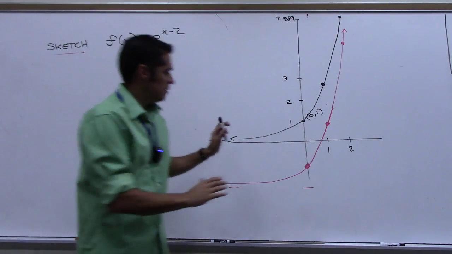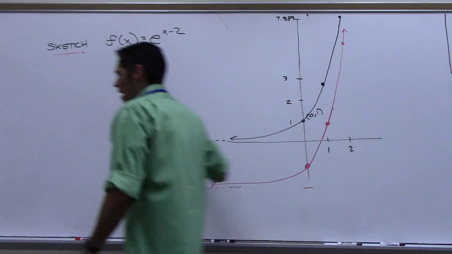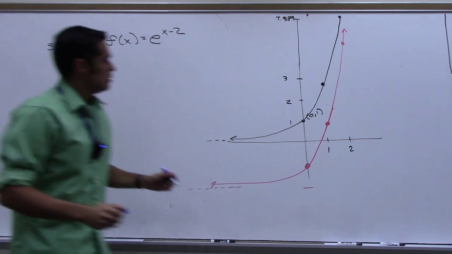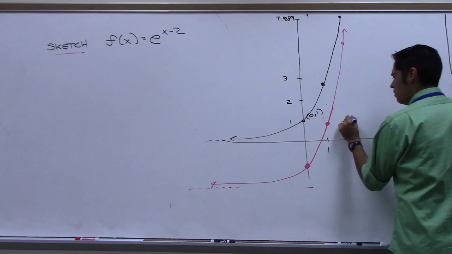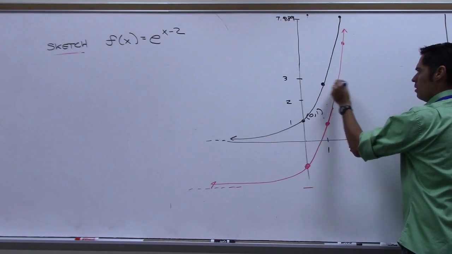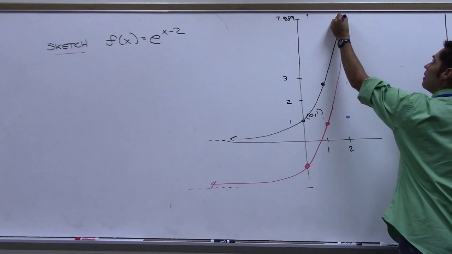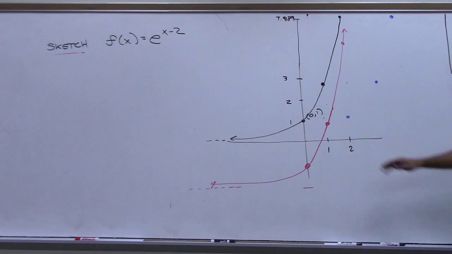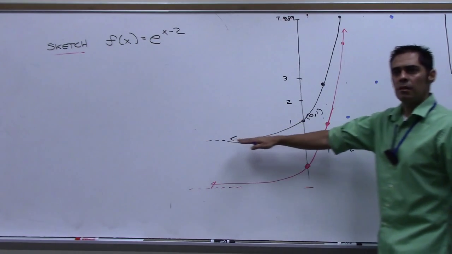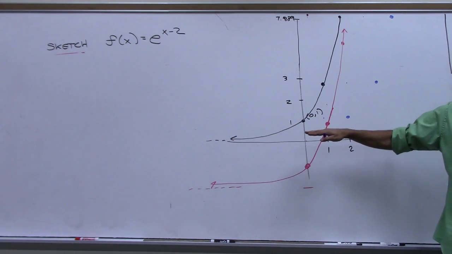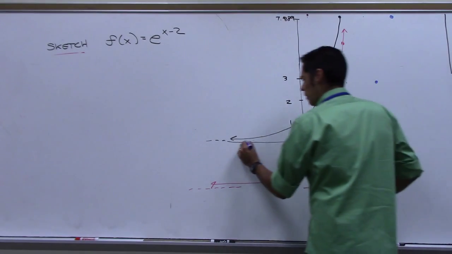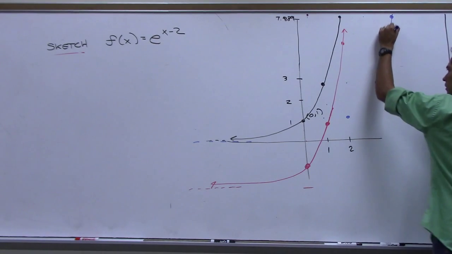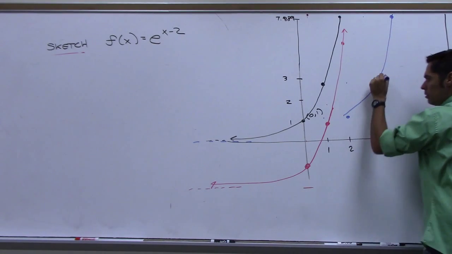So we would take the black graph here, right? This black graph, and we would move every point to the right 2. So this point here, I go 1, 2. This point here, 1, 2. This point here, 1, 2. What about the horizontal asymptote? It stays. It's still the x-axis. And then I draw. Oh, shoot, I missed that completely.